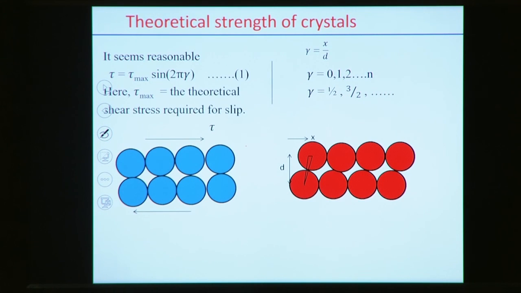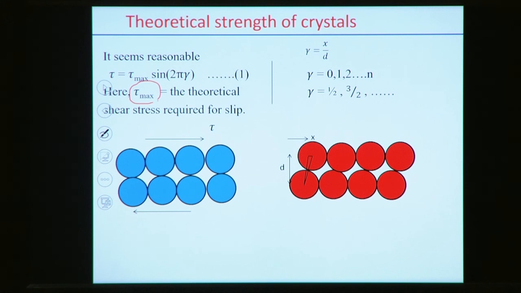So this model is better. It seems to be the most reasonable expression of this phenomenon: tau equal to tau max into sine 2 pi gamma. So this is the representation of the shear stress, and if we see, there is one maximum value, tau max, the theoretical shear stress required for slip. Actually, this is the maximum value in this case.